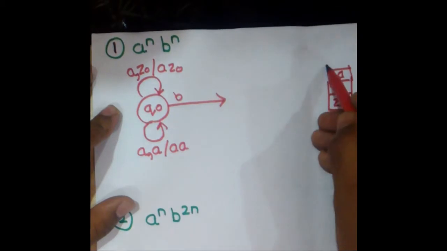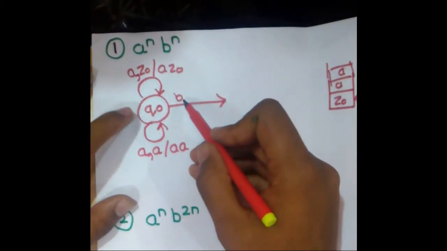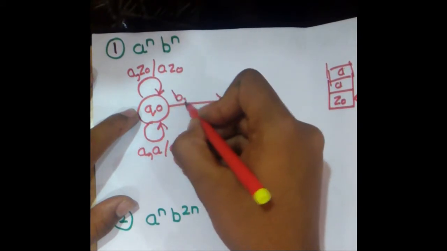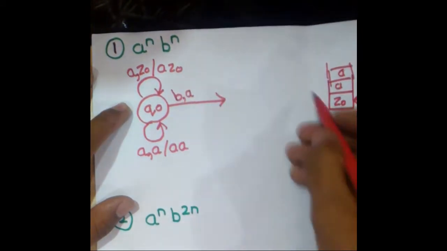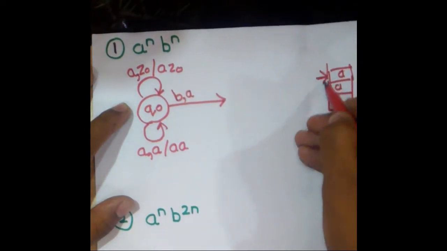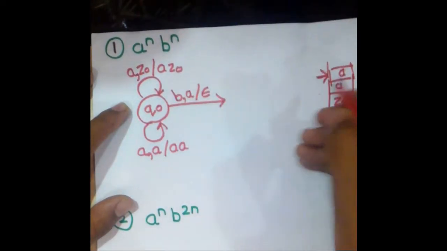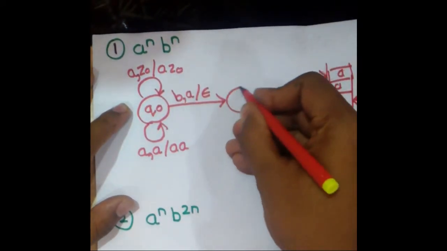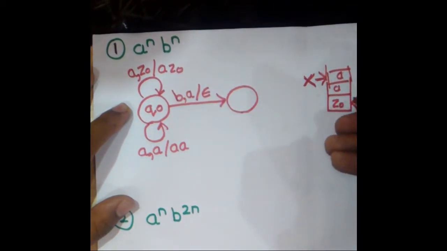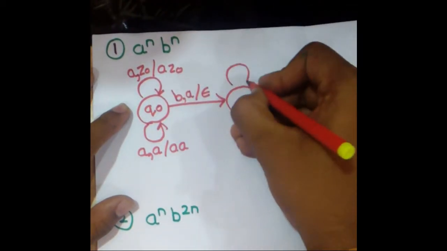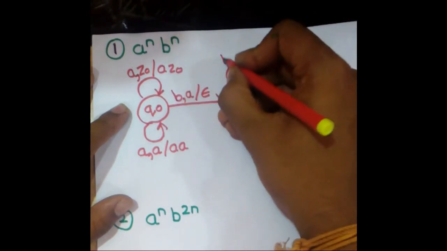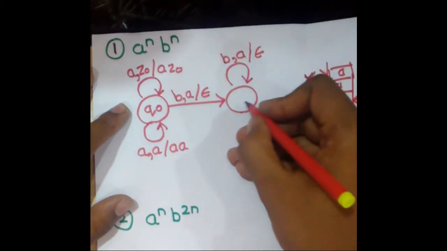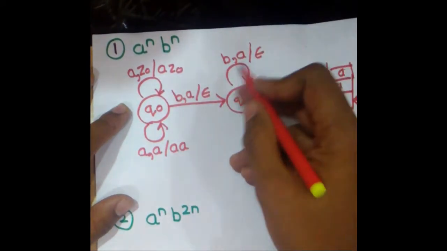Now if we get b, what should we do? If b is the input and a is inside the stack, we need to pop a. So the first element inside the stack is removed. Now if we need to remove more a's, we will run a self loop here. If b is the input and a is inside the stack, we will just pop. This loop will run till all the a's are removed.